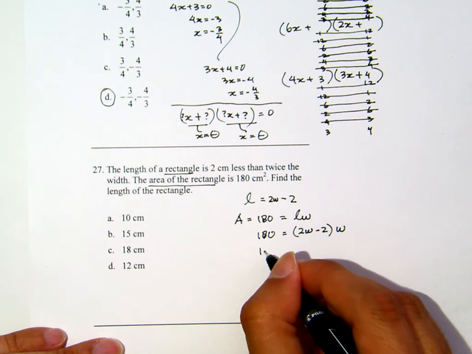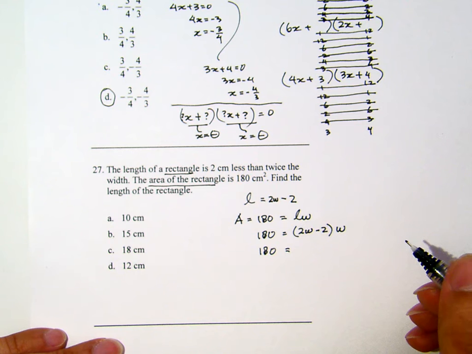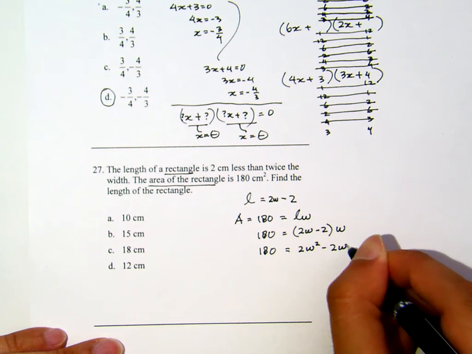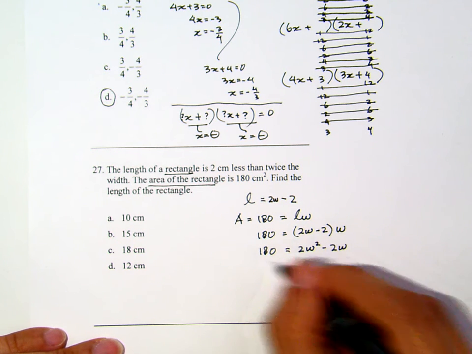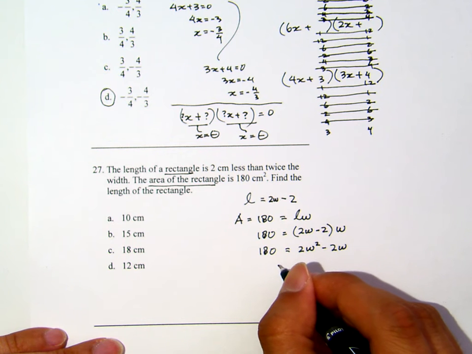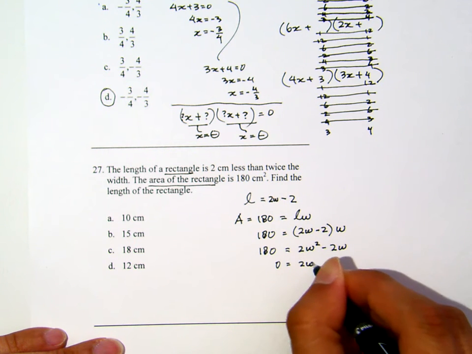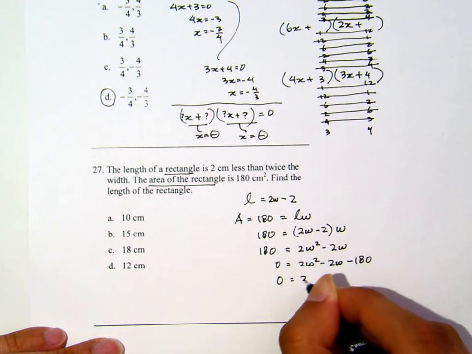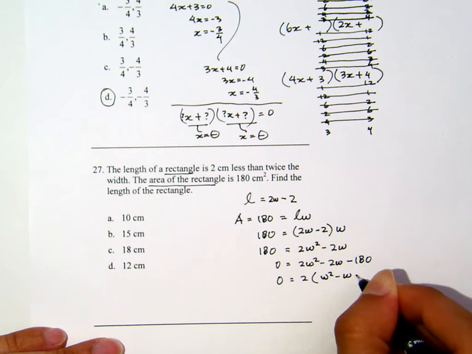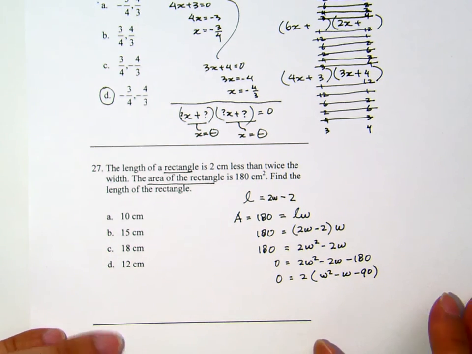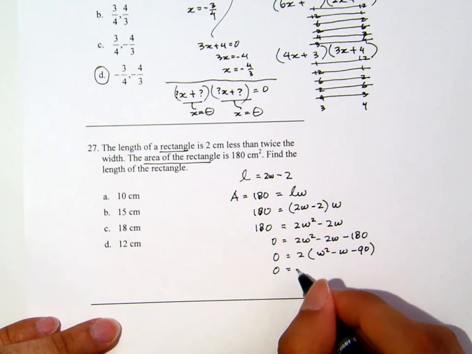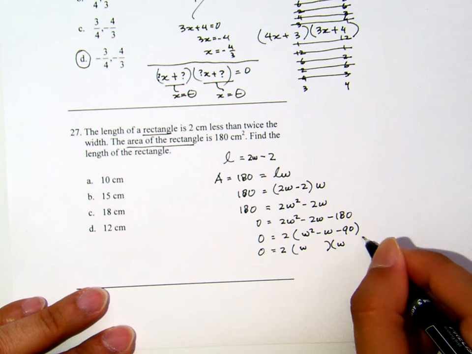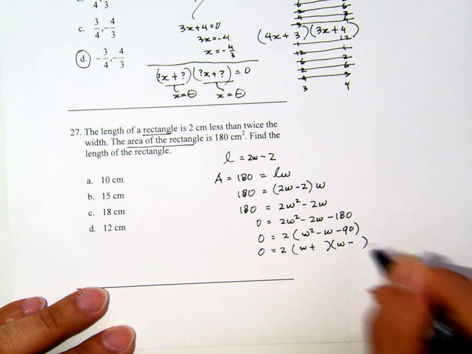What I will do next is to solve that equation. Okay, if I do distribution, this is 2w squared minus 2w. And then, since it's a quadratic equation, I will move the 180 to the other side. And then I factorize the 2, okay, and then I factorize that trinomial inside. It must be w with different signs, plus and minus, right?